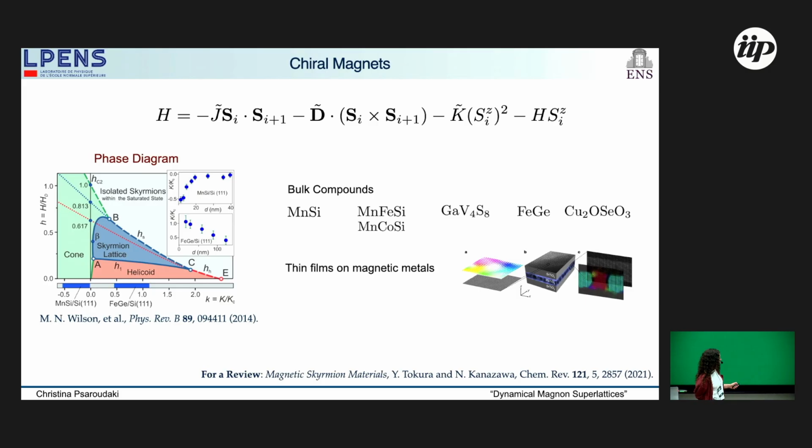Now, for this term to arise, this Dzyaloshinskii-Moriya interaction, we need to break inversion symmetry. There are several materials that lack inversion symmetry in the bulk. I give here a few examples of those materials. They're very well studied, and skyrmions in those materials are also very well studied. But inversion symmetry can also be broken at the interface between a non-magnetic material and the magnetic skyrmion-hosting material, and there is also a lot of work in this direction.